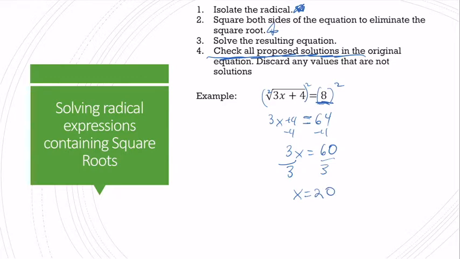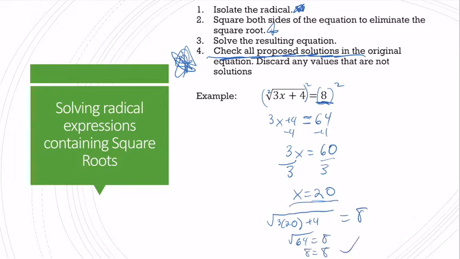Okay, now I said you have to check your solution. So I'm going to plug 20 back in. So I've got the square root of 3 times 20 plus 4 equals 8. That gives me the square root of 64 is 8, which is true. Okay, so x equals 20 is a solution. So that step 4 wasn't so exciting. Let's take a look at the next example.